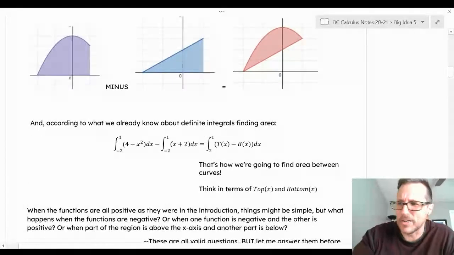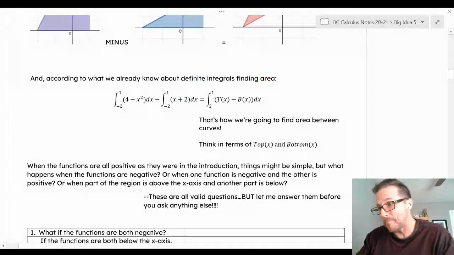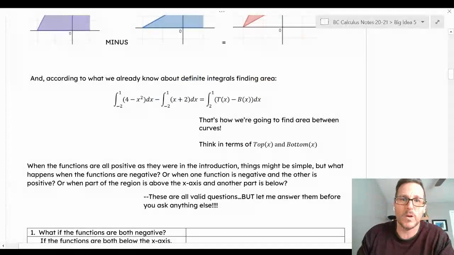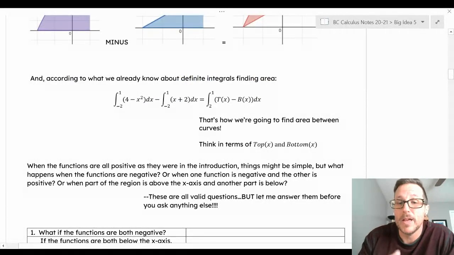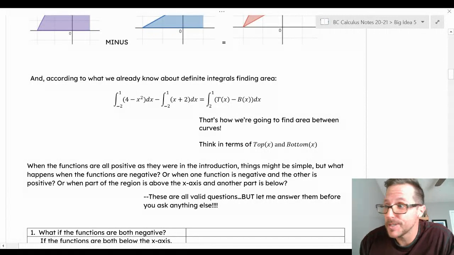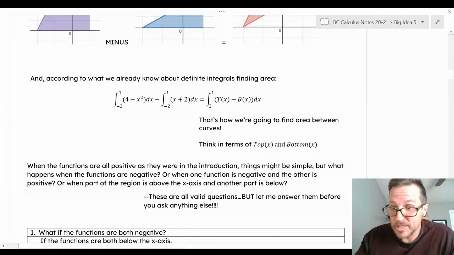Like, what if the functions are negative? What if they're some positive, some negative? What do we do? Well, long story short is nothing. You keep the same plan of attack. What's the top function? What's the bottom function? And just do the integral of top minus bottom.